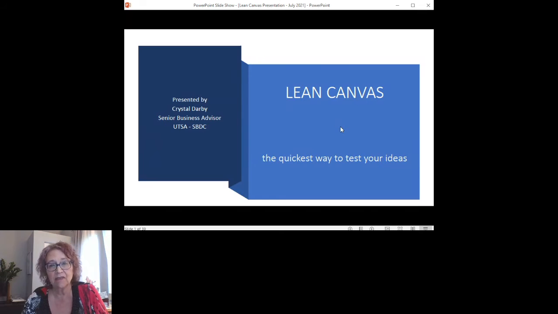This is one of my favorite topics. It's Lean Canvas. It's a really quick way to test your business ideas, and a very quick way to get a business plan together, or at least the components of the business plan. And it's enough for a business plan if you don't need any funding. So we'll get started.